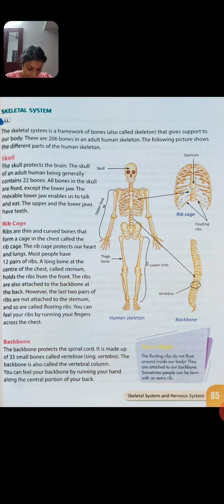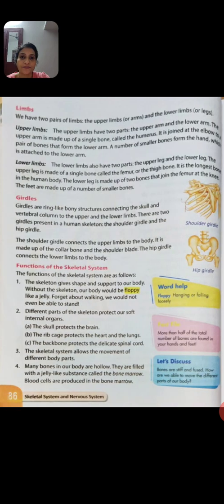Next, you can see there small notes given. The floating ribs do not float around inside our body. They are attached to our backbone. Sometimes people can be born with an extra rib. That we have discussed when we were just watching the class. I have discussed it. You can see what I have told. Okay. So we shall move to the next page.